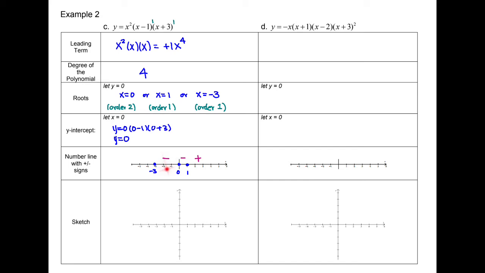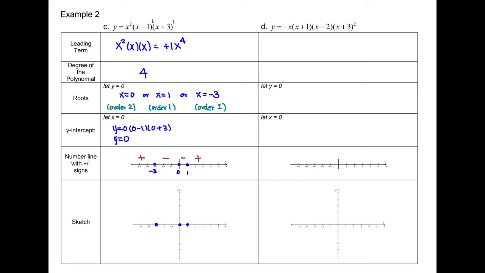Then we have to go through the root negative 3. But negative 3 is an order 1 root. That means we have to switch the sign. So the next interval will be positive. Now we are ready to do a sketch. First, we put the roots on.